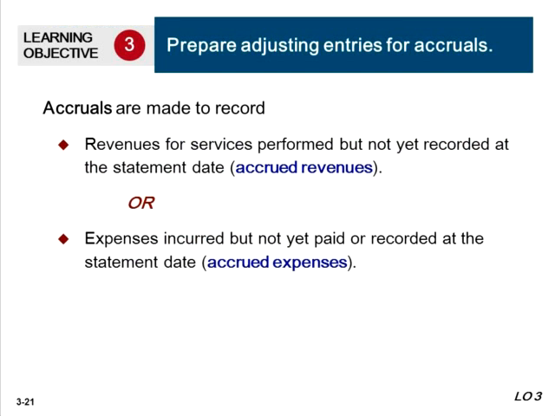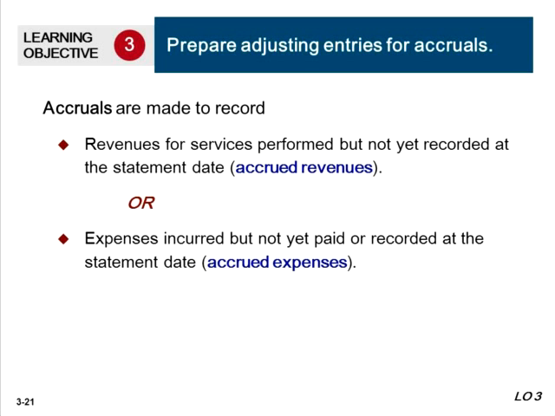So now we go to accruals. We talked about deferrals. Now we're talking about accruals. In this case, revenues for services performed or goods delivered are not yet recorded. So there has to be an adjusting entry made.